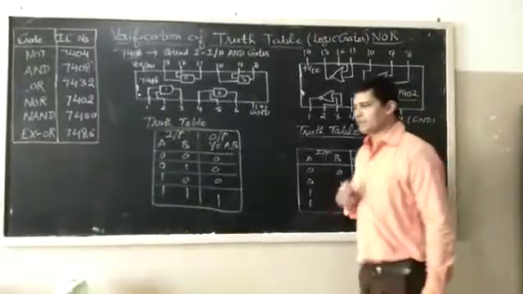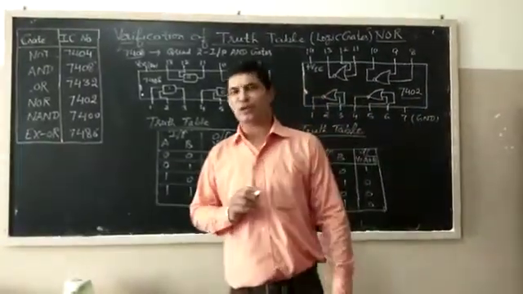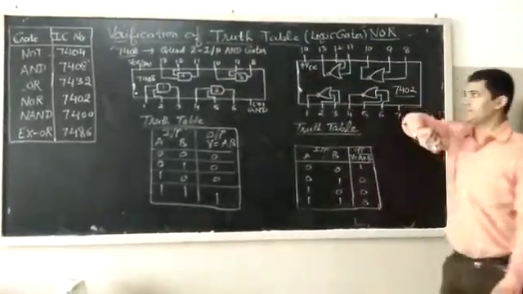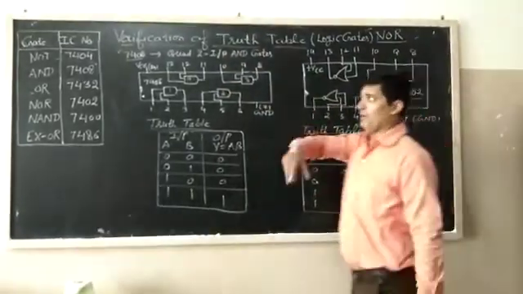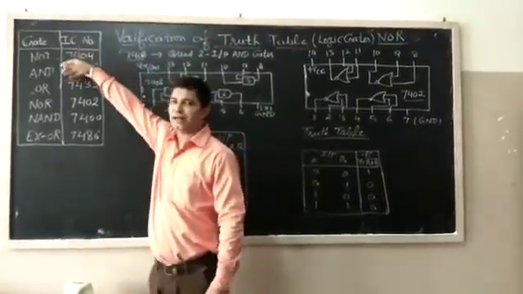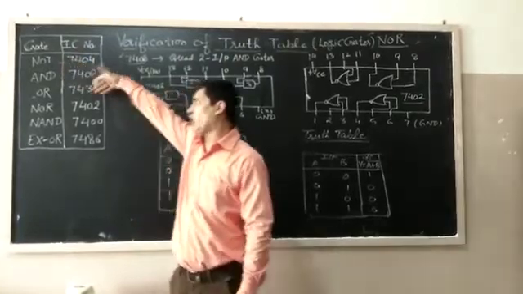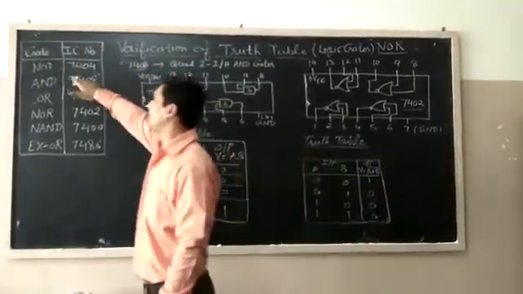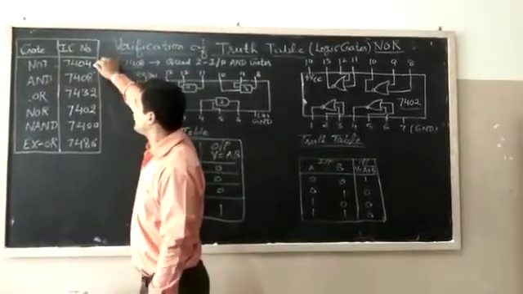Today we will learn the first experiment of digital electronics and microprocessor, which is verification of truth table of logic gates. How many gates are there? We have already studied in the lecture, that is NOT, AND, OR, NOR, NAND, XOR, and correspondingly in this table you will find that their number has been written.